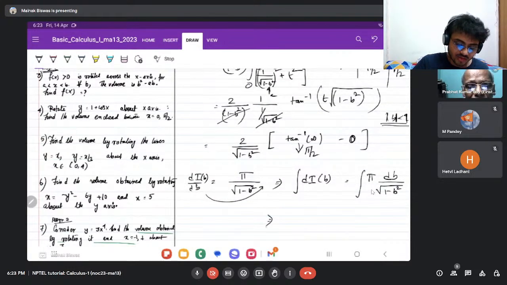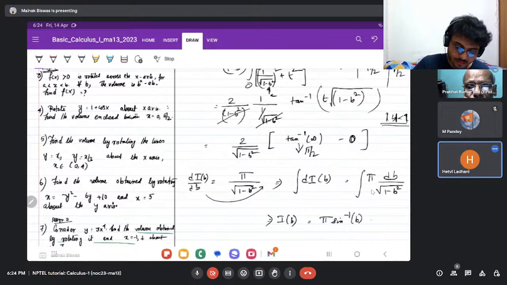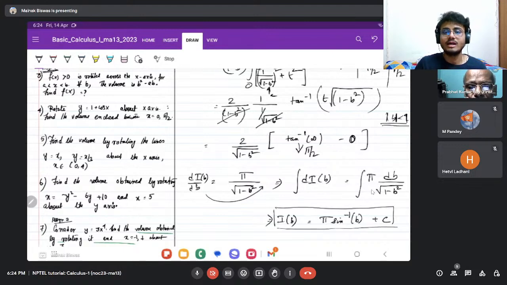So if I take an indefinite integral, what will this be? What is the integral of 1 over root over 1 minus x square? We have done it several times, derived it. Pi sin b. Sin b or sin inverse b? Sin inverse b. So sin inverse b plus c. Yes, so this is your integral. So we have got a very nice family of equations. It's true for all values of c now.